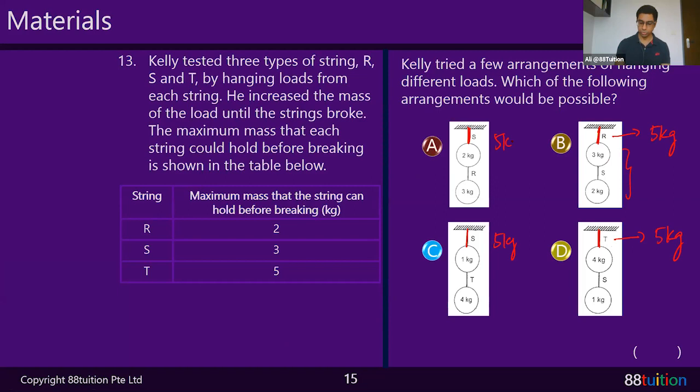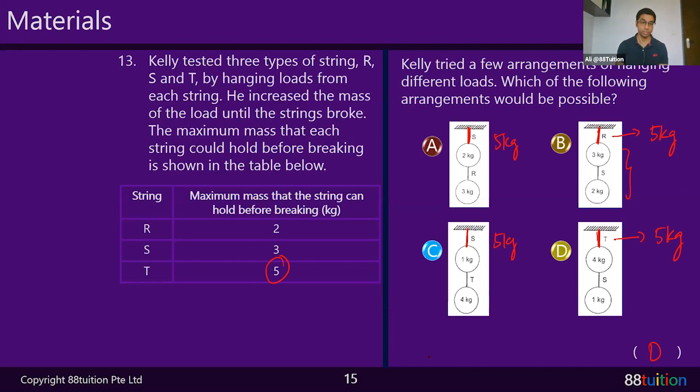So which of the strings can hold 5 kg? Only T, right? The rest will break after hitting 2 kg and 3 kg. So only T can hold 5 kg. Very straightforward. This is what I mean by determining only based on the S, T, and R right on top. So I highlighted the top part. We don't need to determine below.